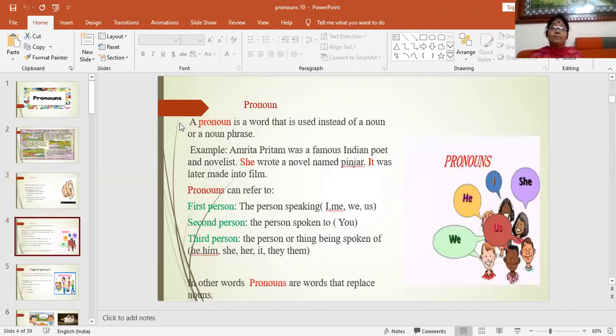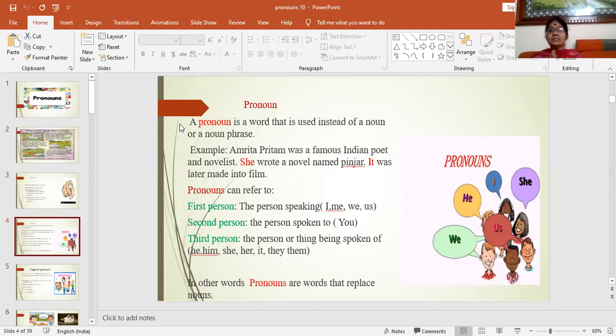To begin with, let me start with what a pronoun is. A pronoun is a word that is used instead of noun or a noun phrase. What is a pronoun? A pronoun is a word that is used instead of noun or a noun phrase. Example, Amrita Pritam was a famous Indian poet and novelist. She wrote a novel named Pinjar. It was later made into film.